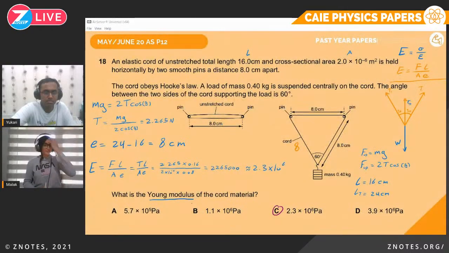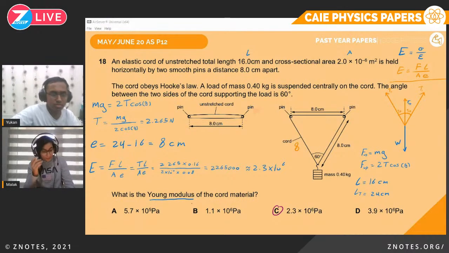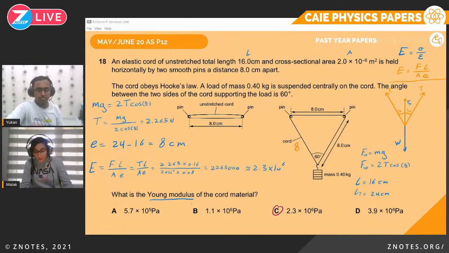All right, this question. An elastic cord of unstretched total length 16 centimeters and cross-sectional area 2 times 10 to the power minus 6 meters squared is held horizontally by two smooth pins a distance of 8 centimeters apart. So they're just telling you that they've made it 8 centimeters apart. The cord obeys Hooke's law. A load of mass 0.4 kilograms is suspended centrally on the cord. The angle between the two sides of the cord supporting the load is 60 degrees.